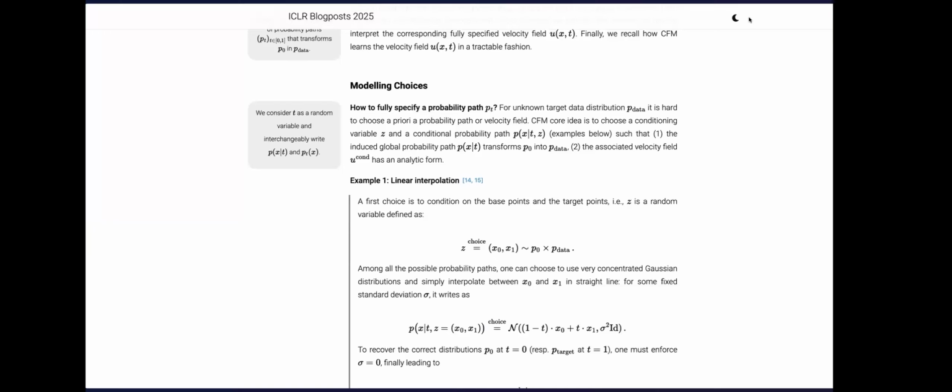Actually, I have a question. Sure. We consider t as a random variable, as it says, for drawing the probability path, right? For building this up. But why do we randomize it?